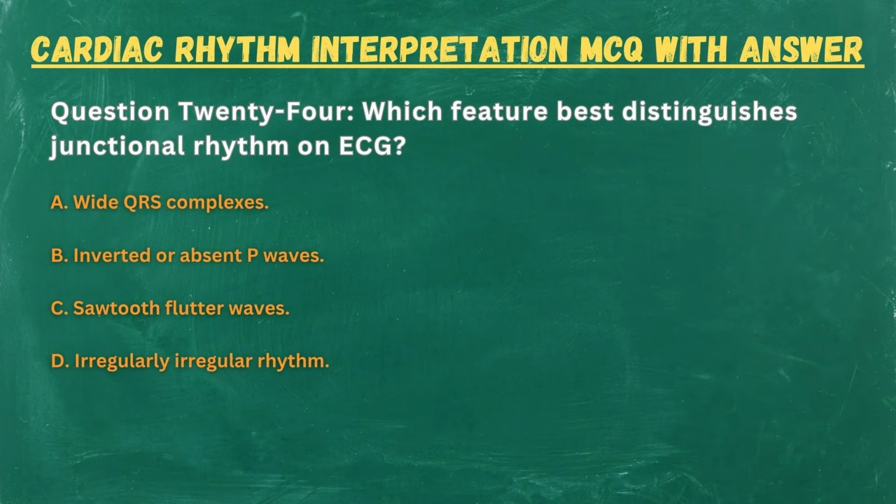Question 24. Which feature best distinguishes junctional rhythm on ECG? A. Wide QRS complexes. B. Inverted or absent P waves. C. Sawtooth flutter waves. D. Irregular rhythm. Answer: B. Inverted or absent P waves.